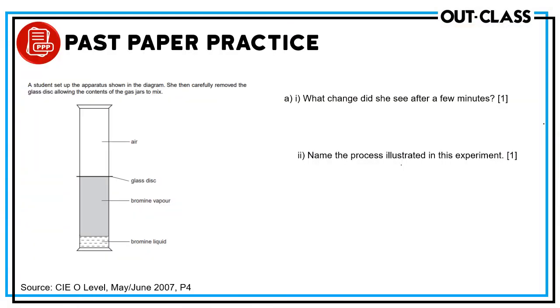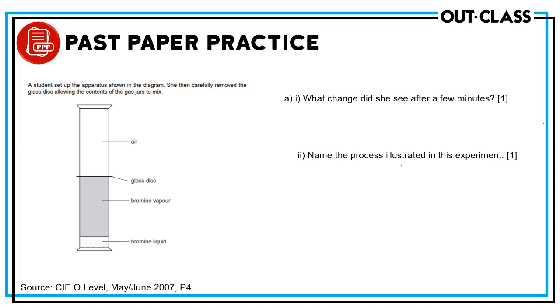Now let's solve some past paper questions related to kinetic particle theory and diffusion. Student set up the apparatus as shown in the diagram. She carefully removed the glass disc. Okay, what are the gases? Bromine vapors, again a brown gas, and actually it's bromine liquid.